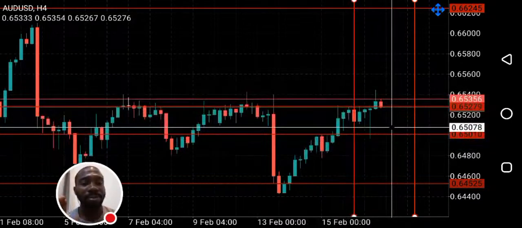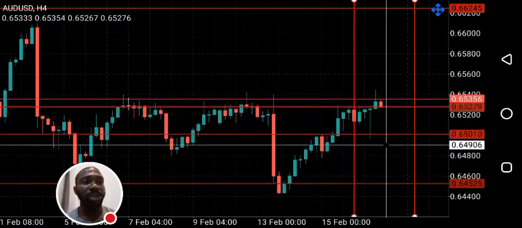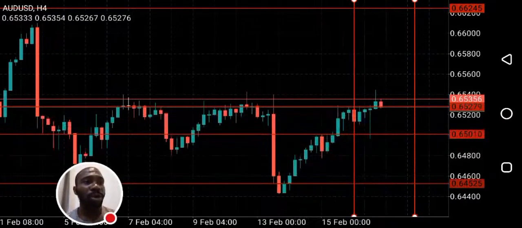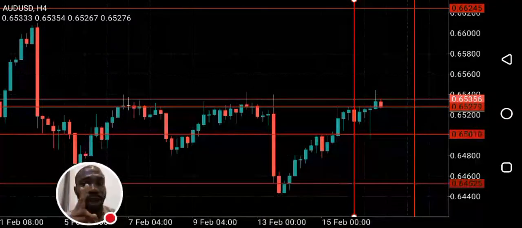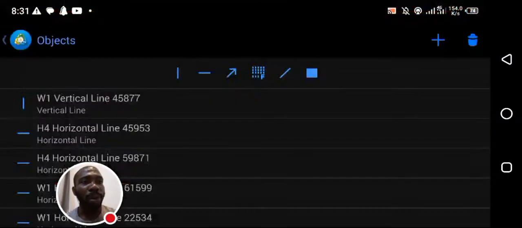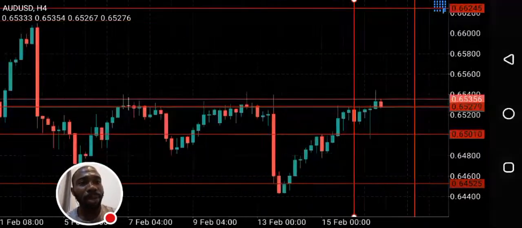Long term, going by the weekly, is a buy, but short term we could see price drop to a fair value gap. So if you want to buy, you could wait. Two things you should look out for if you are considering buying. We could apply Fibonacci. Apply your Fibonacci.